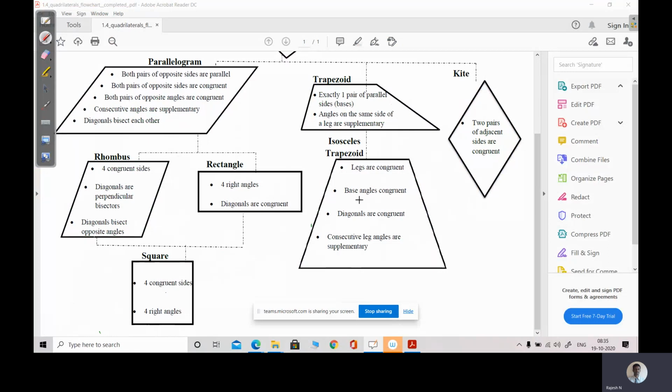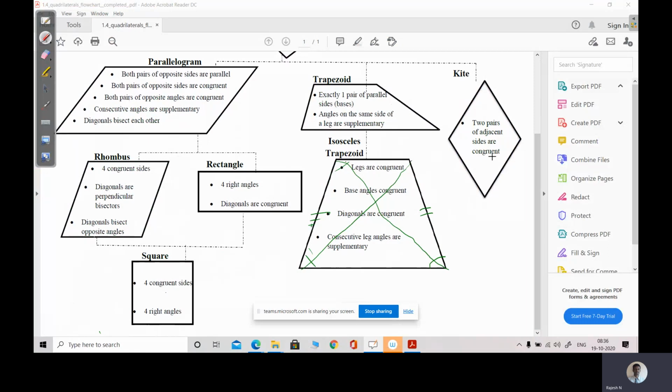Next, from trapezium there is the isosceles trapezium. Isosceles trapezium means these two sides should be equal, that means non-parallel sides should be equal. Base angles are congruent. Diagonals are congruent. Isosceles trapezium means the legs should be congruent. This is the base angle. This is a diagonal. These two diagonals should be equal. Next, consecutive leg angles are supplementary. Consecutive leg angle means these two are supplementary.